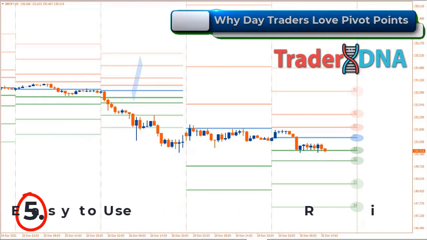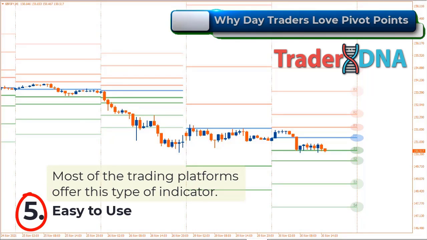Fifth, easy to use. The pivot points indicator is an easy-to-use trading tool. Most of the trading platforms offer this type of indicator. This means that you are not required to calculate the separate levels.